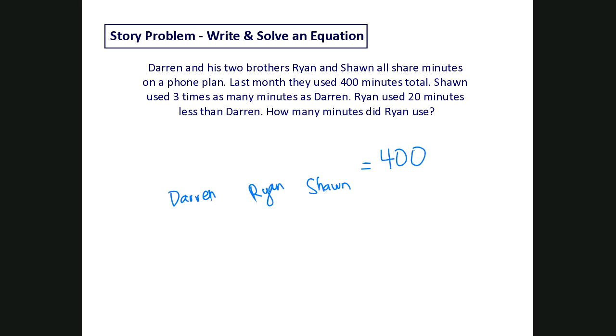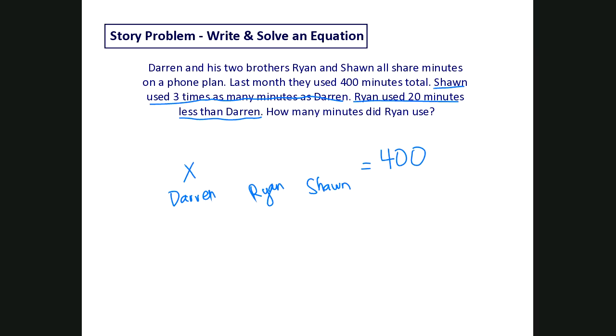Okay, so back to the problem. Let's keep track of how many minutes Darren, Ryan, and Sean used. Does it tell us how many minutes Darren used? No, it doesn't. It only tells me Sean used 3 times as many minutes as Darren, and Ryan used 20 minutes less than Darren. So it doesn't tell me how many minutes Darren used, and so that's what my variable is going to represent. X is going to represent how many minutes Darren used, because that's something that I don't have any information about. So Darren used X minutes.